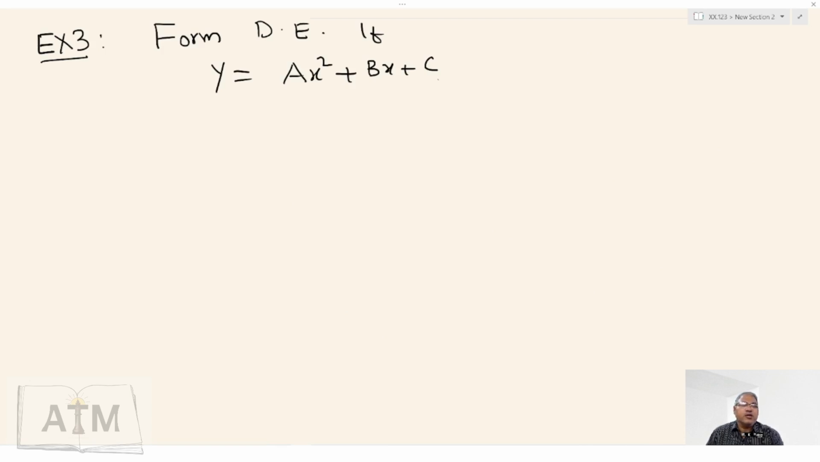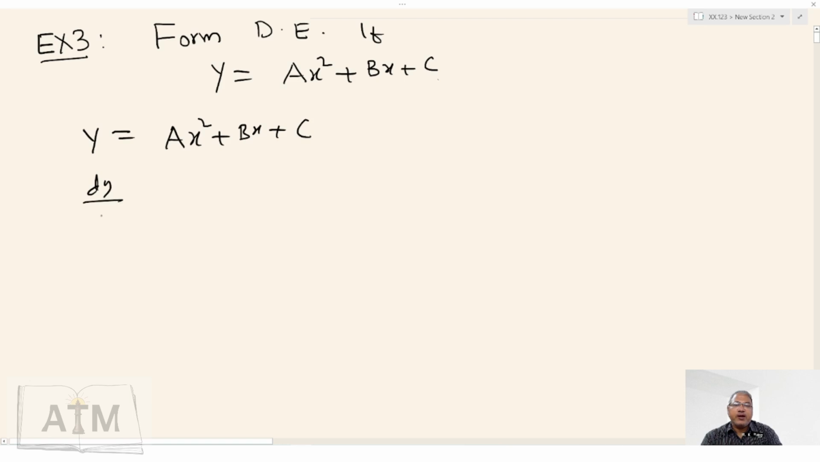Form the differential equation if y equals ax² + bx + c. We have y equals ax² + bx + c. There are three arbitrary constants. So the number of arbitrary constants will decide the order of the differential equation. This implies we have to do the derivative three times. Now first of all, dy/dx equals a into 2x plus b plus 0.